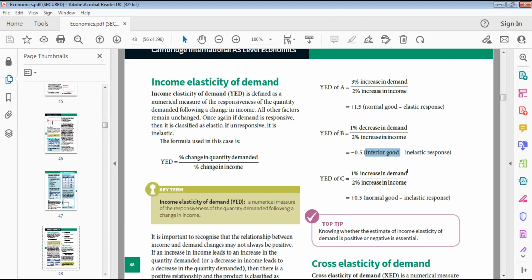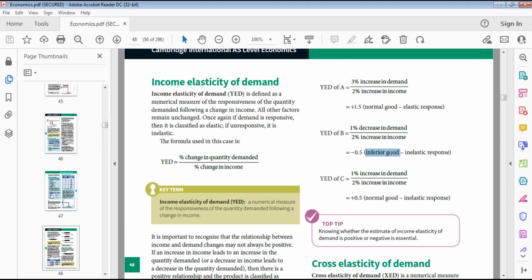Wait, shoes are normal goods, right? Shoes. Maybe it could be anything that is cheap. Cigarette. No, no, cigarette is different. In this case, cigarette could be a normal good, because people like more cigarettes. If their income increases, they're going to go out and buy more. Previously they used to buy 1 packet of cigarettes. Now since they have more money in their pocket, they're going to buy 2 packets. So that is a normal good.